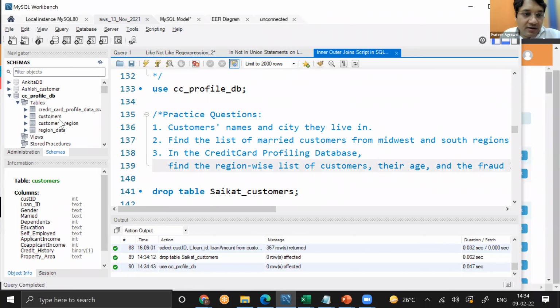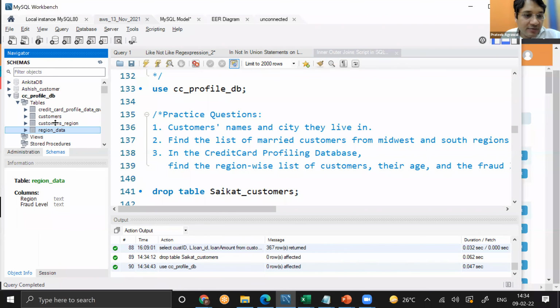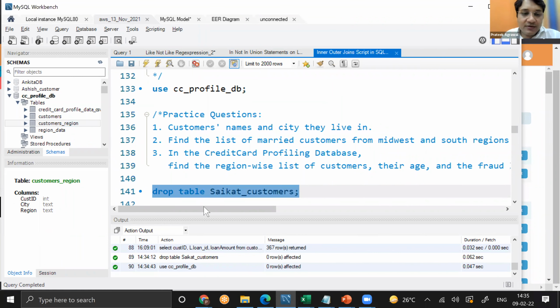Yeah, so customer name, and the city they live in. Now see, the name will come from this table, whereas the city will come from the customer's region table. That means we need column information from 2 different tables, and hence we will need to join the 2 tables, right?